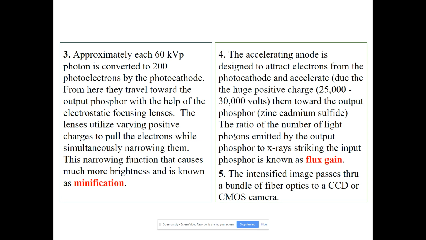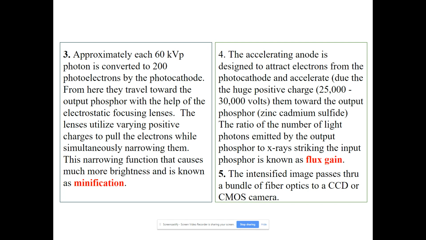And what they will do, electrons are negatively charged, correct? So these electrostatic lenses will have a positive charge associated with them. They'll float that charge out, and that will act to push those electrons away. And as those electrostatic lenses are built physically in the tube to become more and more narrow, it ends up tightening your stream.